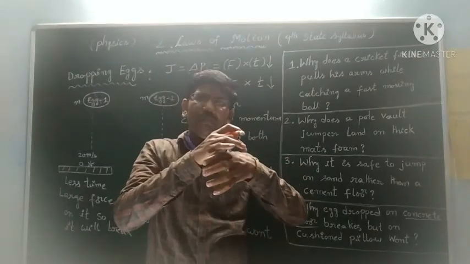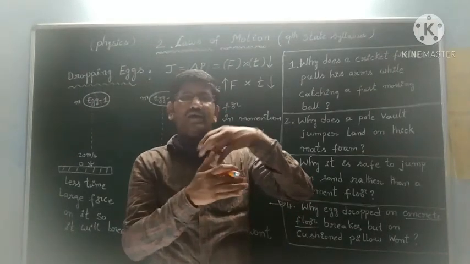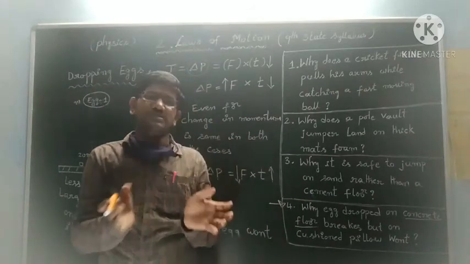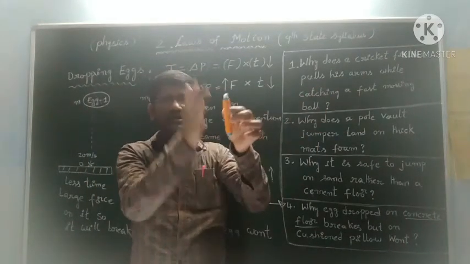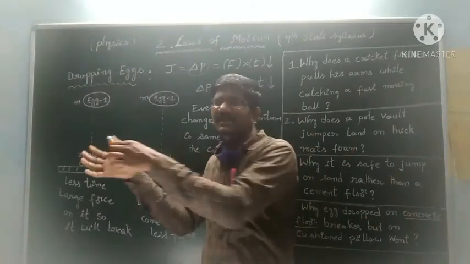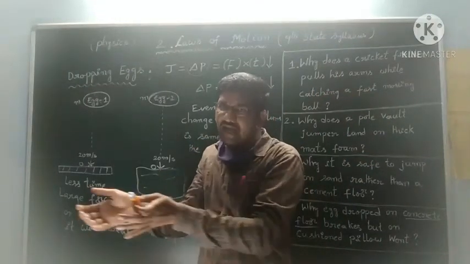because the ball exerts more force on the hand, and the hand should exert the same amount of force on the ball, and it may hurt the hands of the player, so he drops the catch. That's why he does not stop the ball suddenly. He pulls his hands back like this. So he is increasing the interaction time.